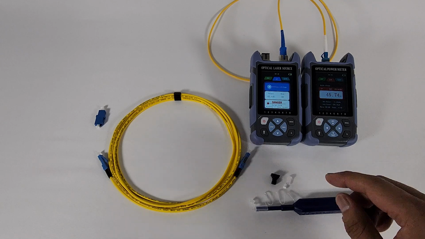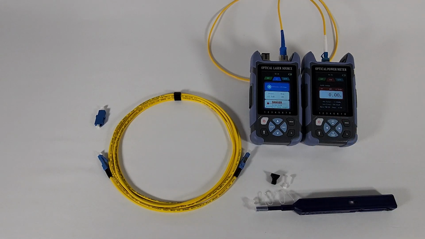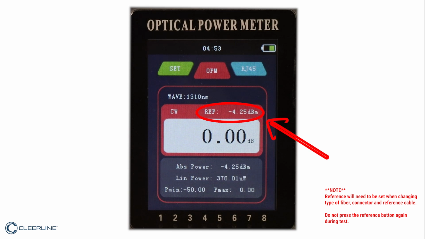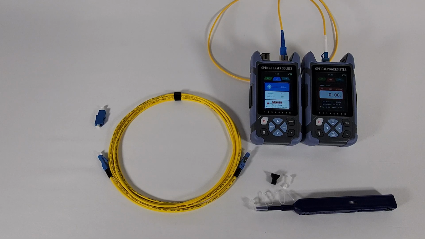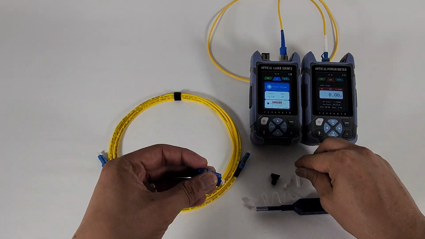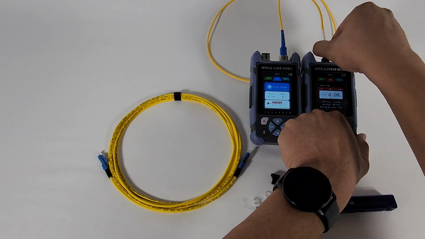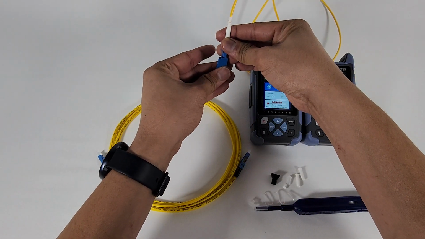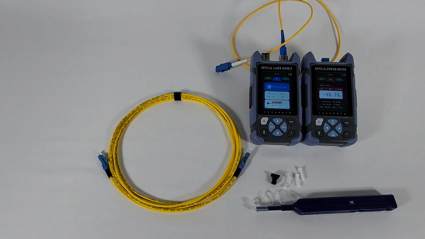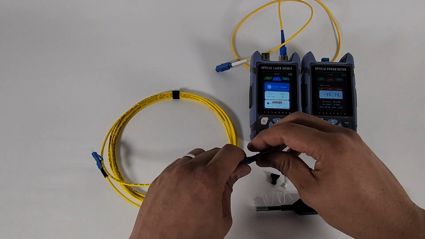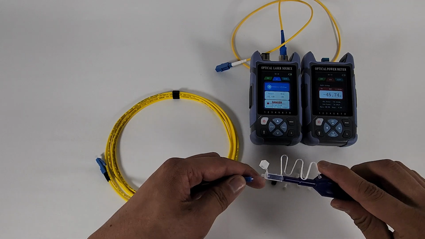Now observe the loss reading on the OPM and set your reference. The reference will now be reflected here and a 0 value here. Remove the dust caps from the LC coupler and remove the reference cable from the OPM and insert into the coupler. Prepare and clean the cable under test and connect to the power meter and to the coupler.